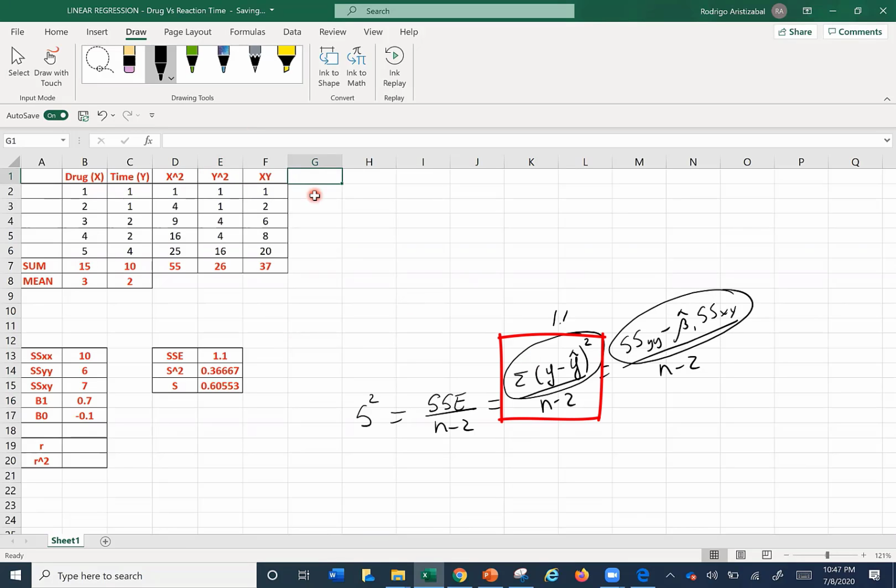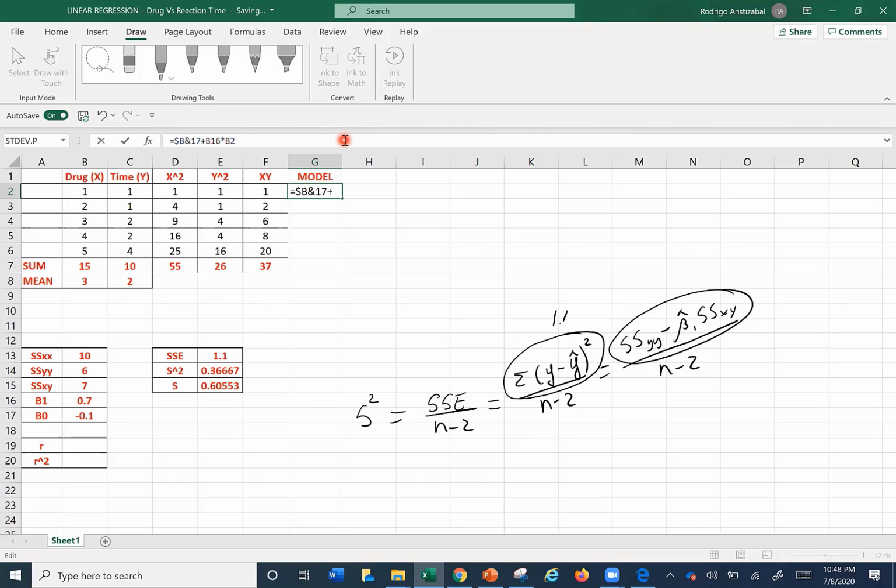Let's name this column model. The model predicts the value of y given x. This value is equal to b sub 0 plus b sub 1 times x. If we want to copy this formula in all of these cells, we need to fix the constants in this formula. Then let's use the dollar symbol in all these cases.